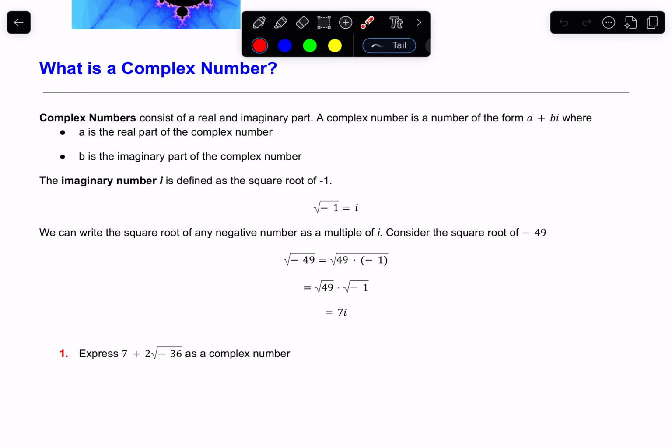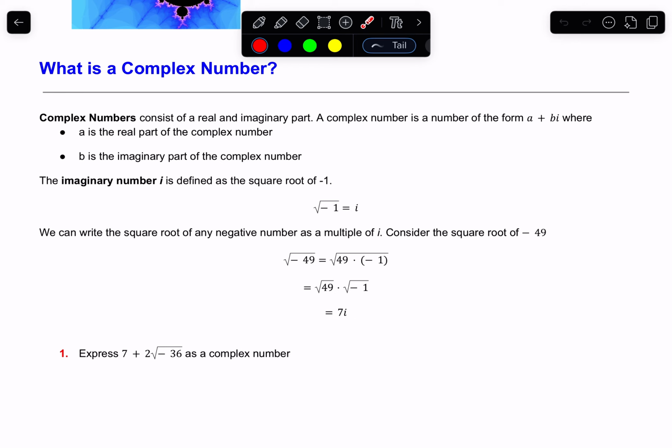All right, so now we can write the square root of any negative number as a multiple of i. So for instance, the square root of -49: -49 is 49 times -1. So we can break this up as square root 49 times square root -1, where the square root of 49 is 7, and the square root of -1 is i. So we can just write this as 7i.